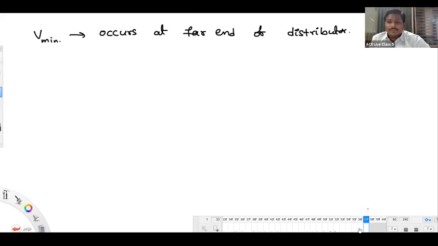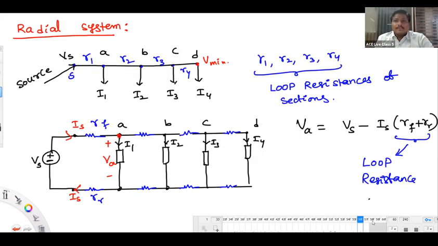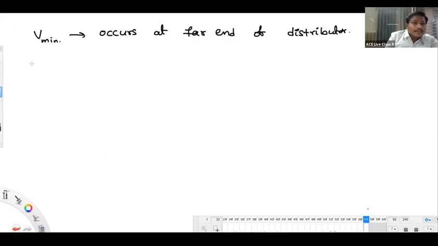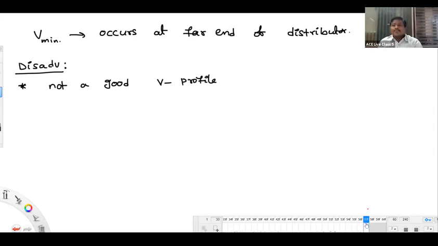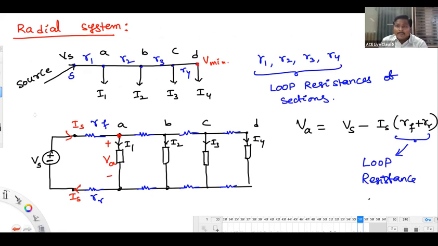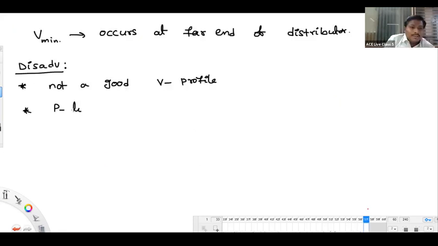Next thing. What are the disadvantages of this radial system, and what are the advantages? Disadvantages: one thing we already said, the far end is experiencing low voltage. So the voltage profile may not be good on the system. Not a good voltage profile. Next, power loss might be a bit more. P loss may be more.